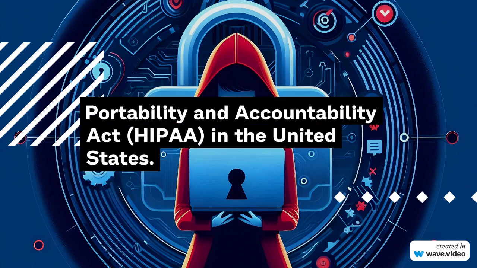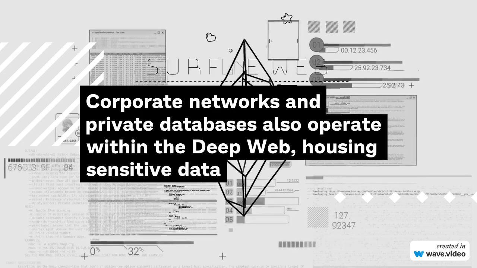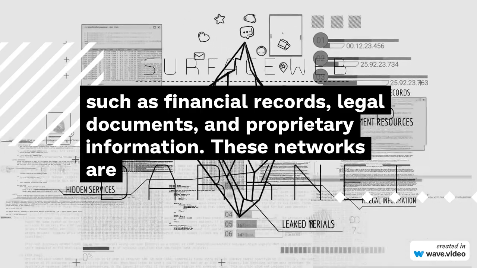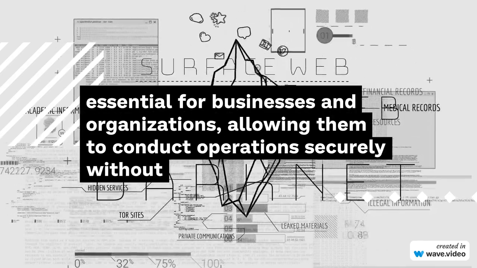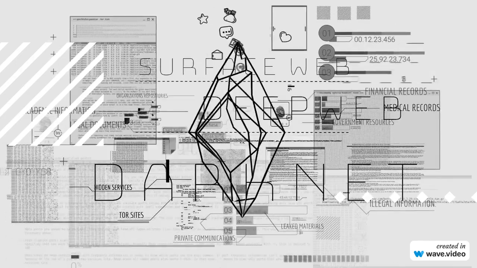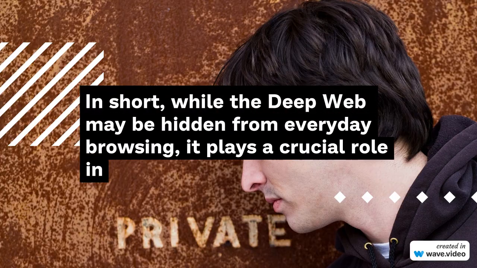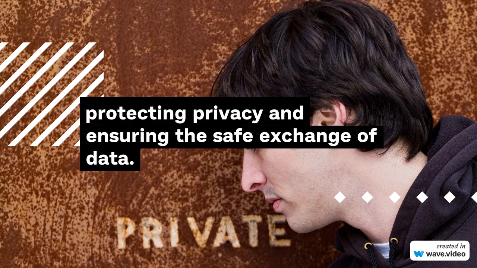the Health Insurance Portability and Accountability Act, HIPAA, in the United States. Corporate networks and private databases also operate within the deep web, housing sensitive data such as financial records, legal documents, and proprietary information for businesses and organizations, allowing them to conduct operations securely without exposing sensitive information to the general public. In short, while the deep web may be hidden from everyday browsing, it plays a crucial role in protecting privacy and ensuring the safe exchange of data.